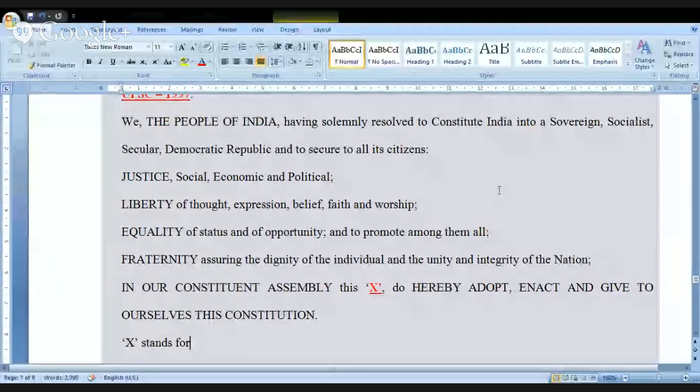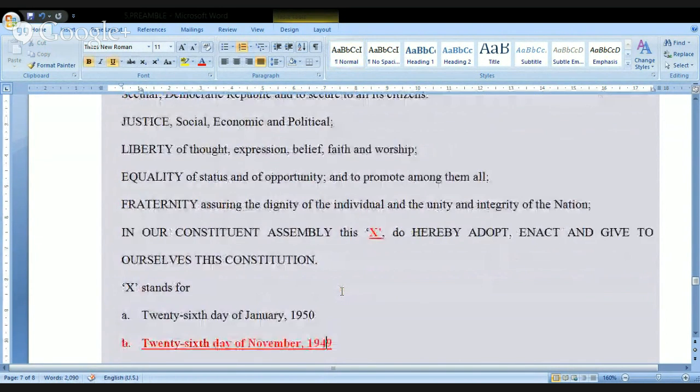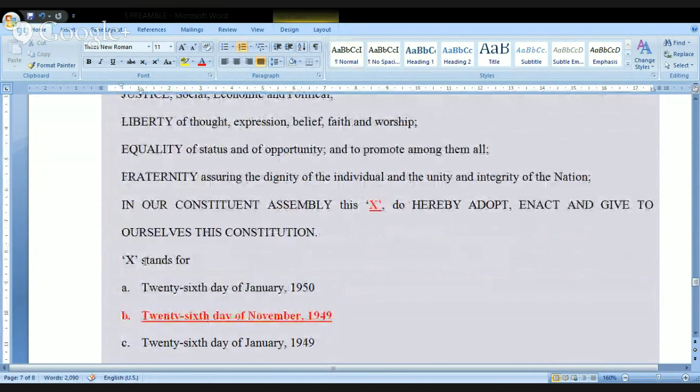Every word has been mentioned in the preamble here. But if you come to this particular line, in our Constituent Assembly, this X that is given, do hereby adopt, enact, and give to ourselves this Constitution. Right? Now, if you look at the question, simple here, X stands for, you can answer it very clearly. Is it 26th day of January 1950?